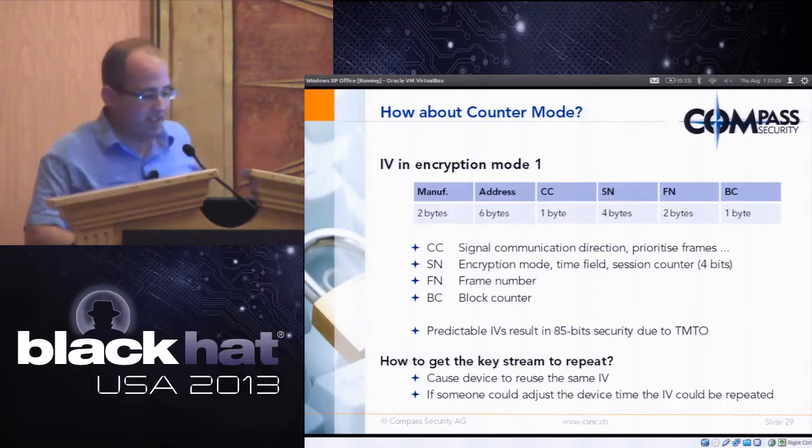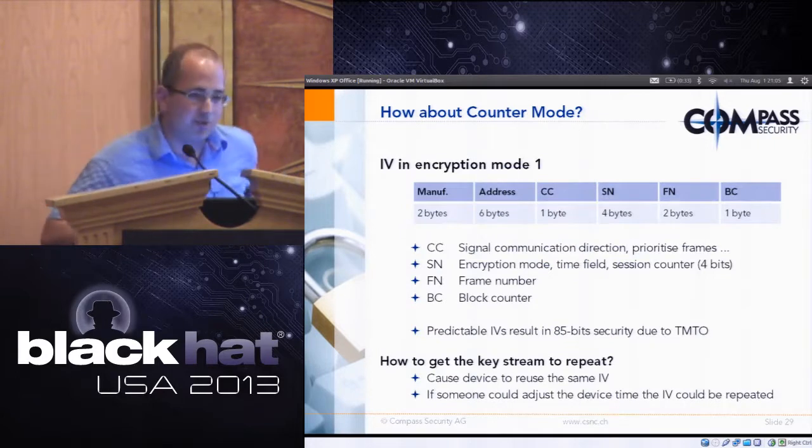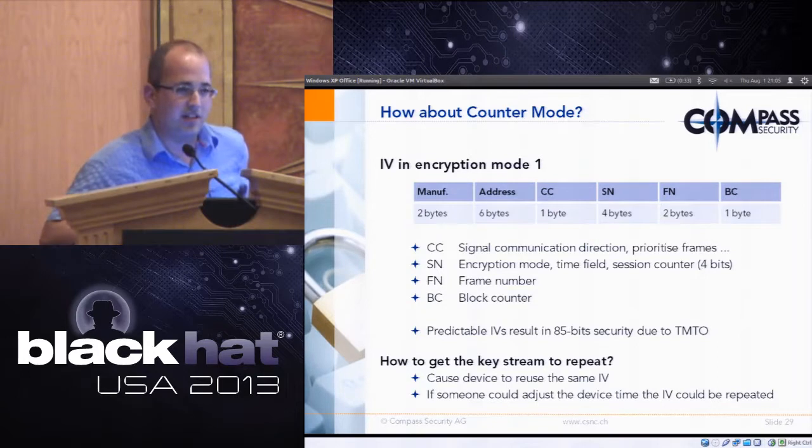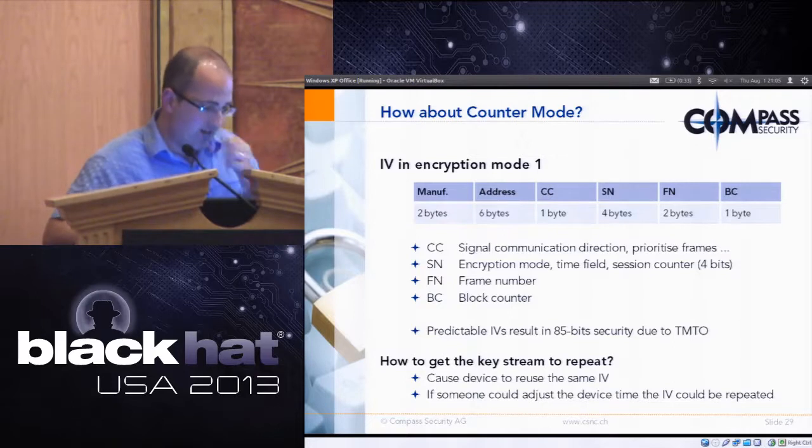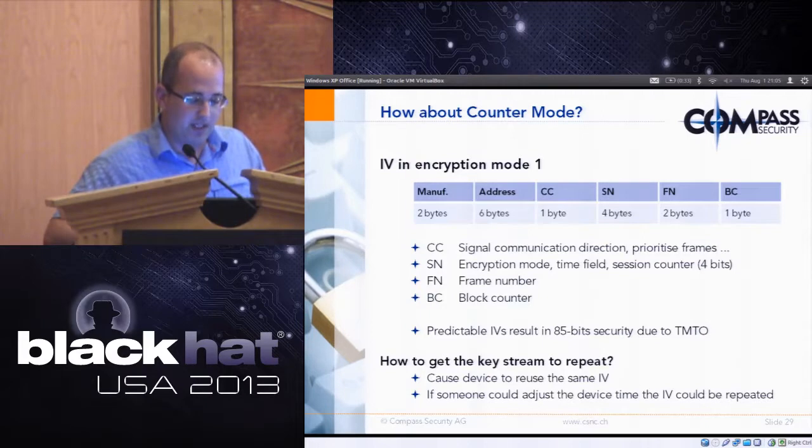Now the question is, do we get the key stream to repeat? I haven't answered that. For that purpose, we must have a look at the IV. So the IV in encryption mode 1 in the link layer is built from several components. Actually, the only one that differs is the time field.